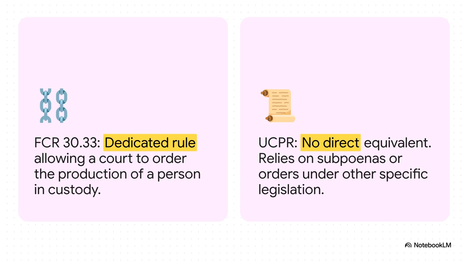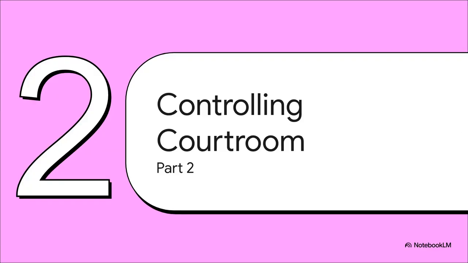Okay, pay attention here because this is a rule with no direct equivalent in the UCPR. Let's say your client or a key party is in lawful custody. How do you get them to court? In the state system, you're probably thinking about subpoenas, but the federal court gives you a much more direct, more powerful tool, Rule 30.33. This rule lets you apply for a specific order to produce that person. It's a dedicated mechanism, a really important tool to have in your arsenal. Again, that's FCR 30.33.